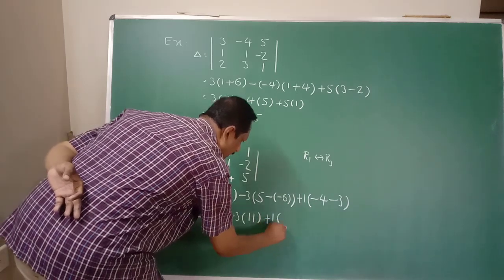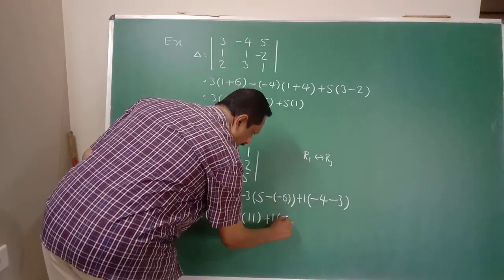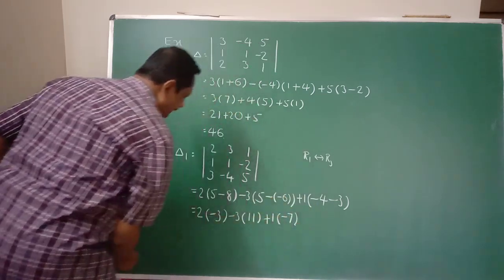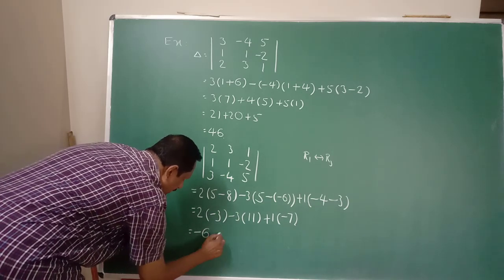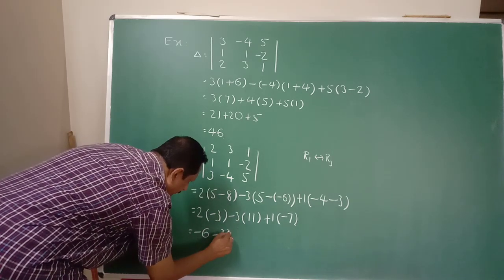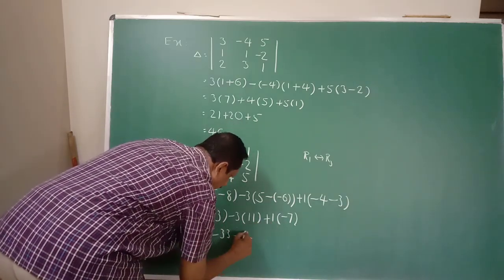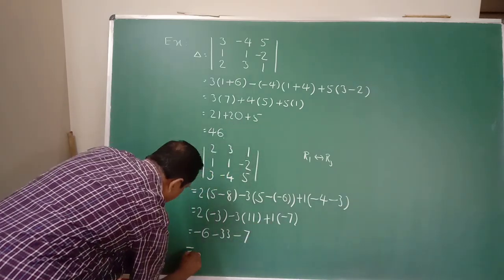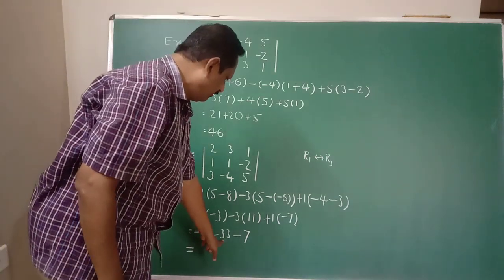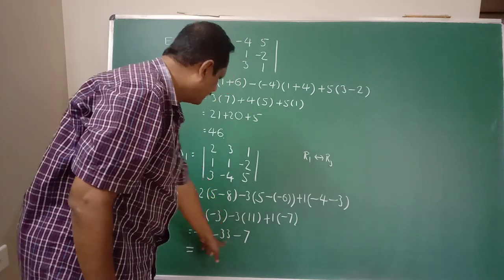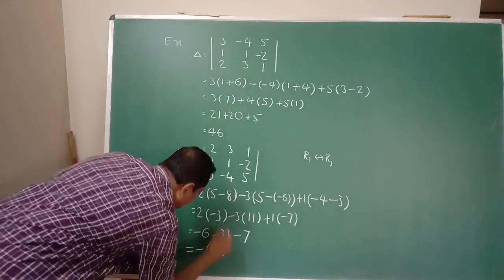Then plus into bracket minus 4 minus 3 is a minus of 7. So minus 3 2s are 6. Then 11 3s are 33. Then minus into plus minus, 7 1s are 7. Therefore this equals minus 33 minus 7, minus 40 minus 6 is minus of 46 here.